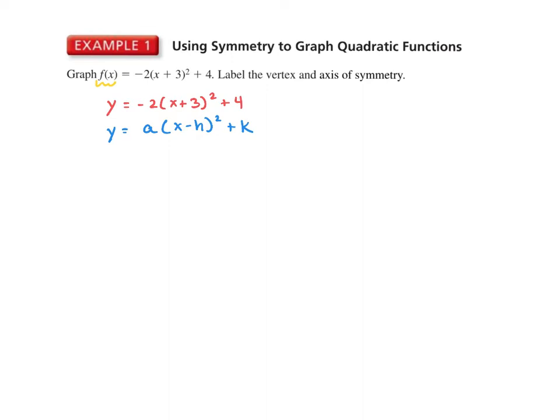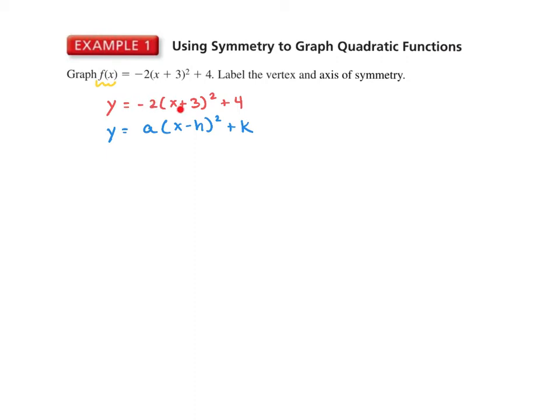Now, a couple of things. Before you even start graphing it, you want to try and get an idea of what's going on here. The a value is negative, which means it's going to open upside down. Okay, look like the St. Louis Arch, essentially. The 2, which is bigger than 1, means it's going to be narrower than the parent function.